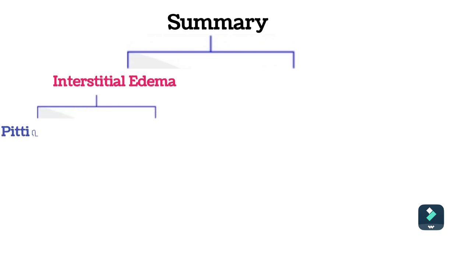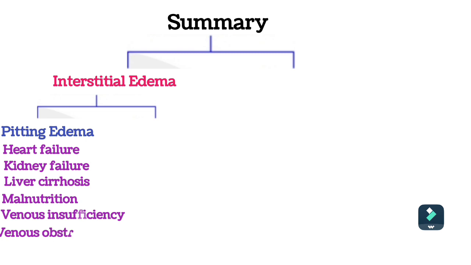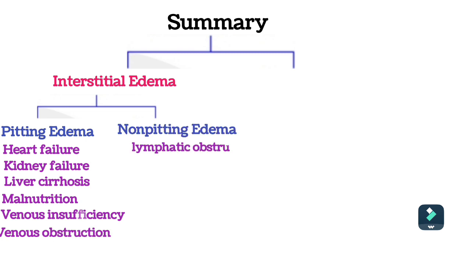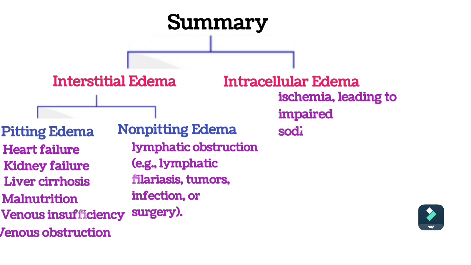Let's summarize. There are two types of edema. 1. Interstitial edema, pitting edema, caused by conditions like heart failure, kidney failure, liver cirrhosis, malnutrition, venous insufficiency, and venous obstruction. Non-pitting edema, caused by lymphatic obstruction, e.g., lymphatic filariasis, tumors, infection, or surgery. 2. Intracellular edema, caused by ischemia, leading to impaired sodium-potassium ATPase function.